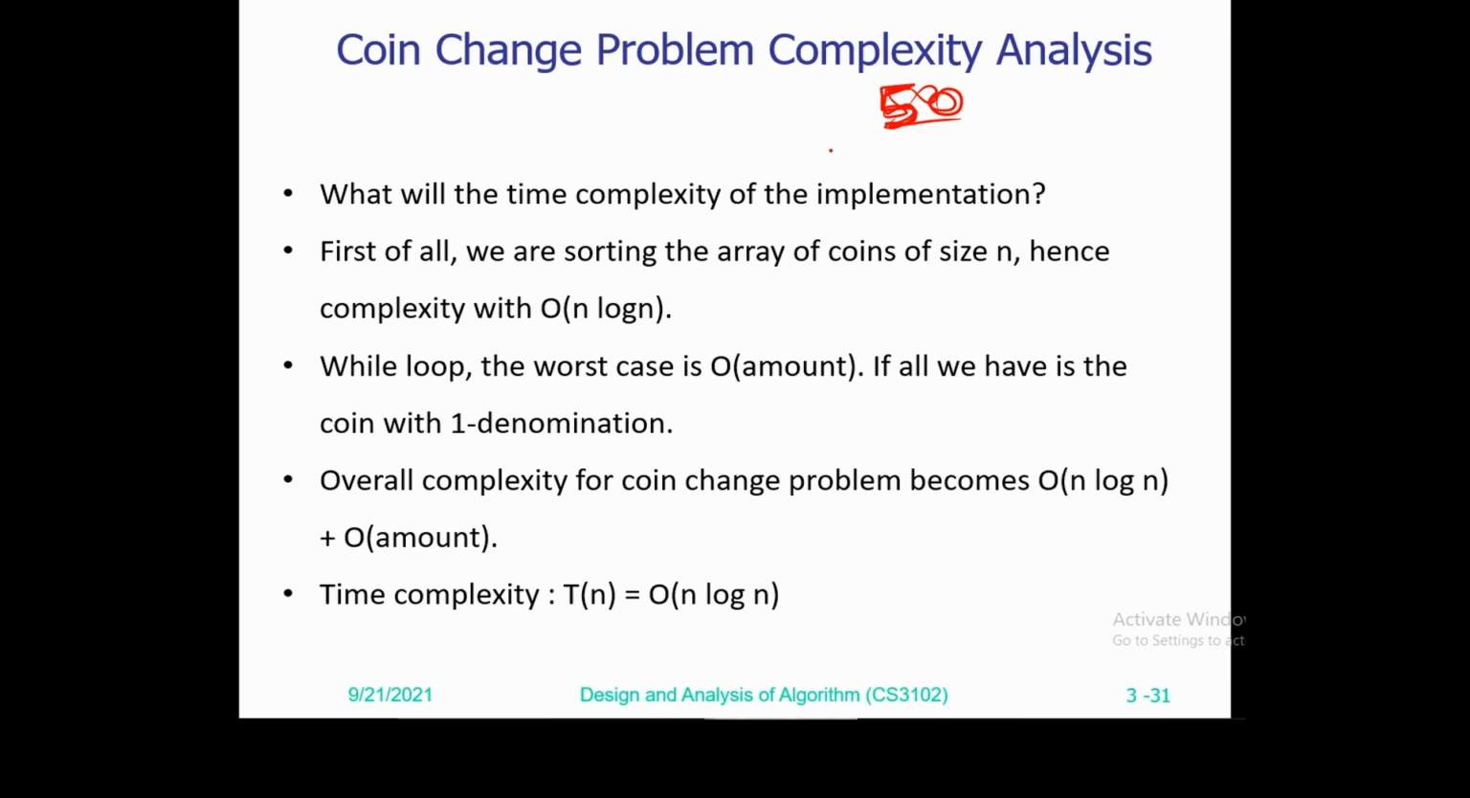In the worst case, the coin denomination given to us is only 1. Then this loop will execute 50 times, meaning it runs in terms of the value. So the while loop in the worst case is O of amount, the particular value given to us, if all we have is the coin with denomination one. So the overall complexity of the coin change problem becomes O of n log n plus O of amount, and the amount will be small compared to the denominations, so the complexity will be O of n log n. Basically, the time taken to sort the denominations is the main contributor to the complexity, that is O of n log n.